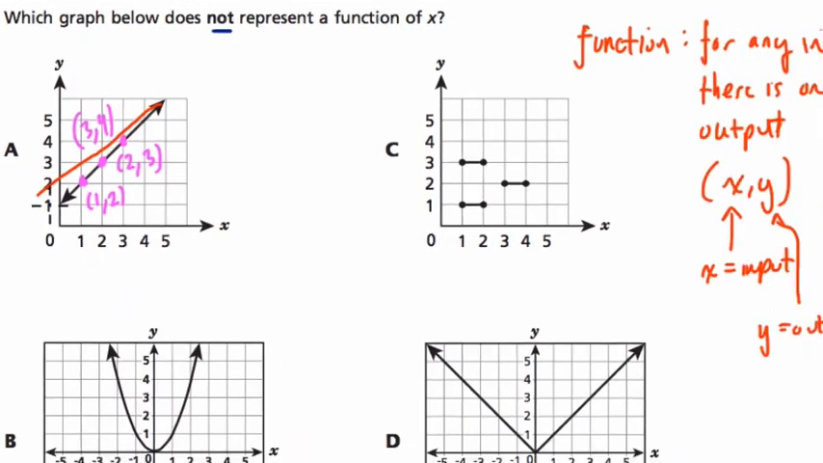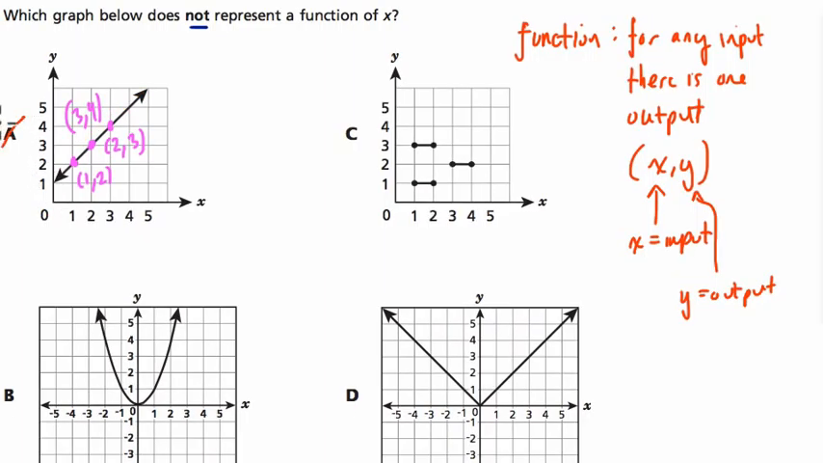So with that knowledge in mind, if we look at our different choices here, I'll clear some of this off. A is a function, but we're looking for something that's not a function. B is a function as well, because at no point does this graph tip back over on itself. This is called a parabola, right? It's like this nice U shape right here. Every input has exactly one output. The same is true for D. Every input has an output.